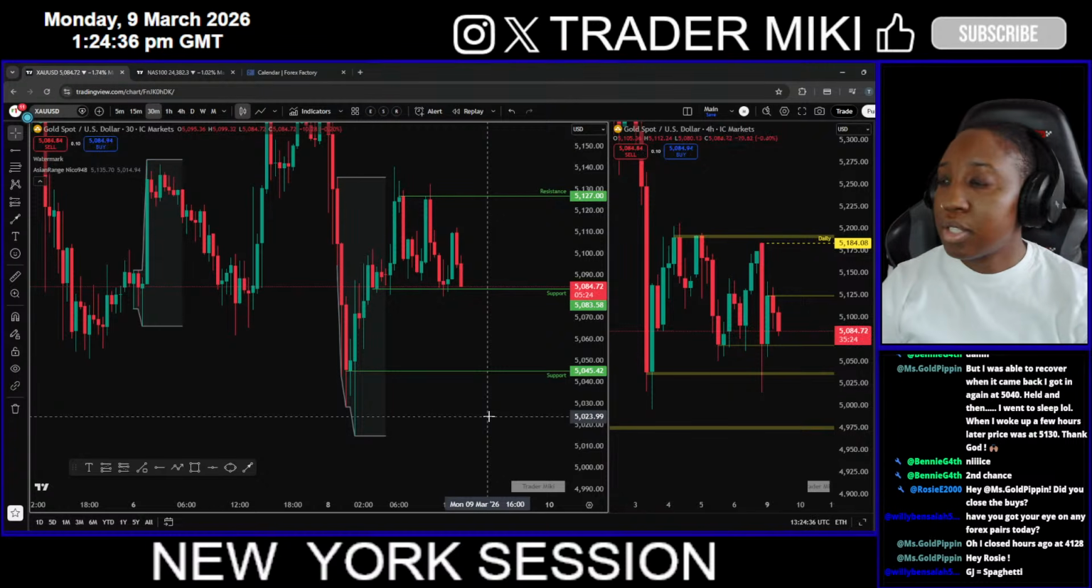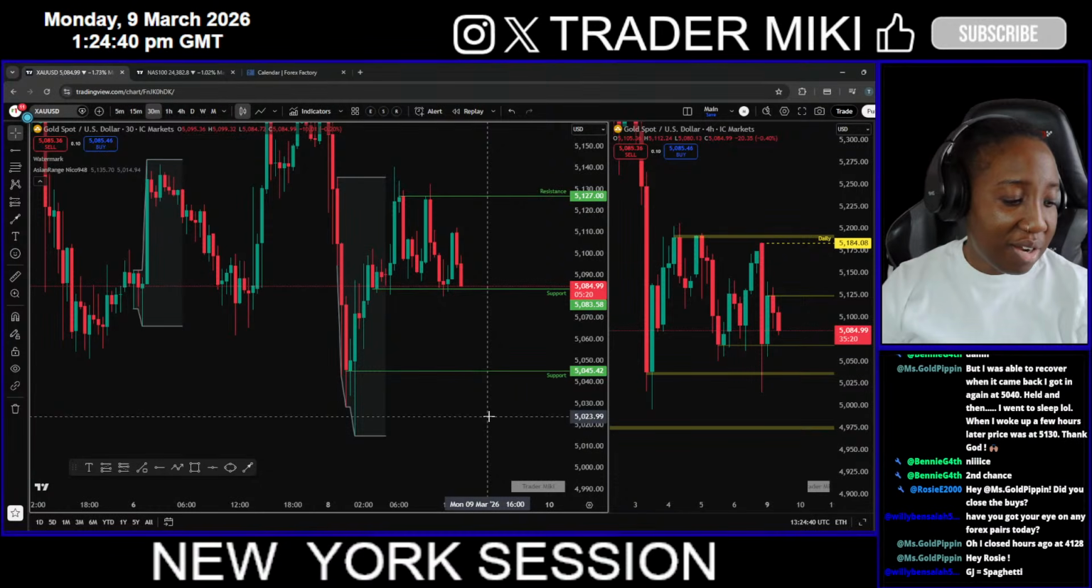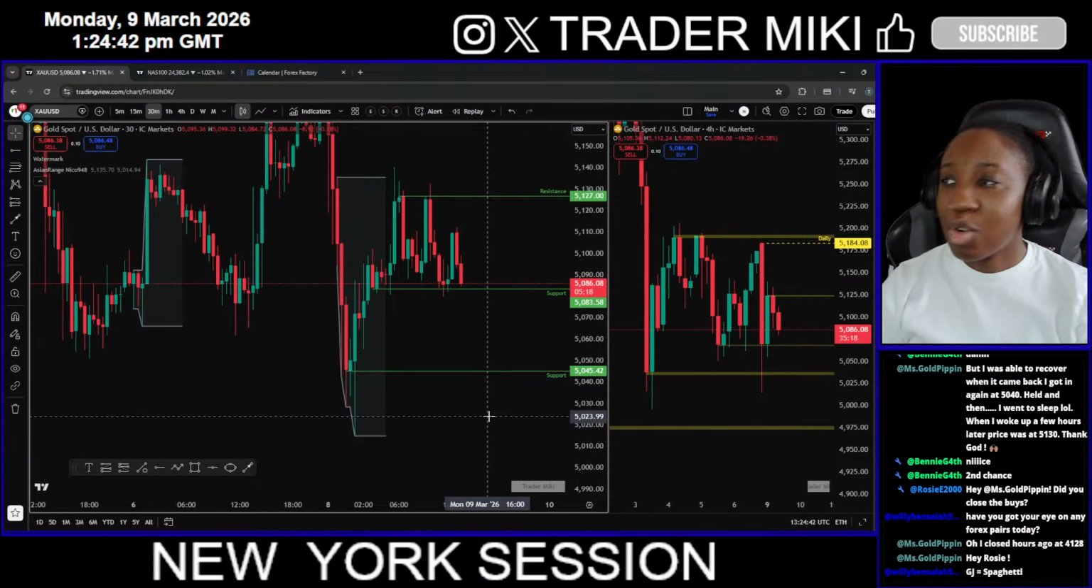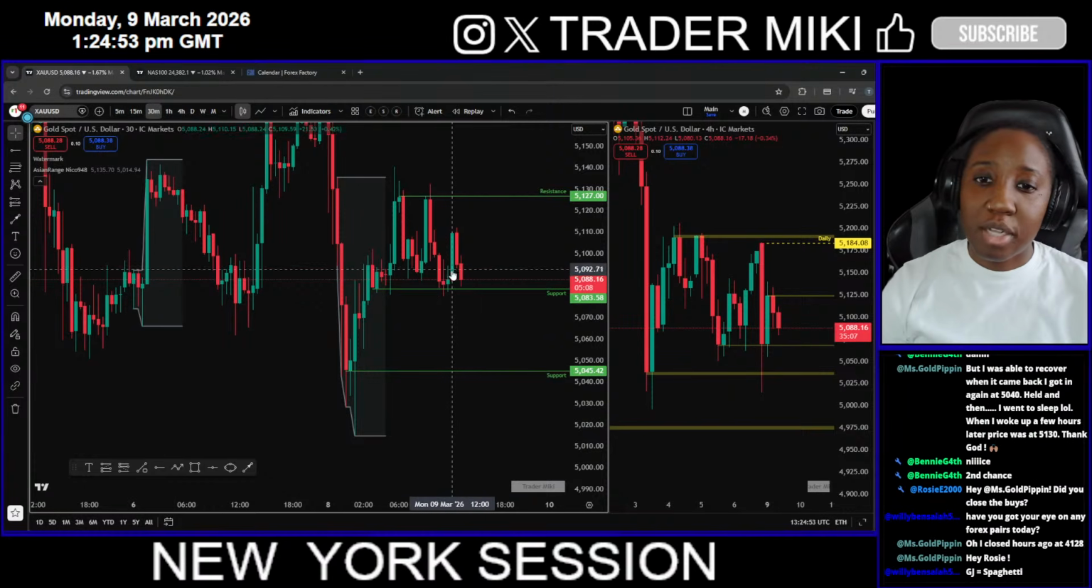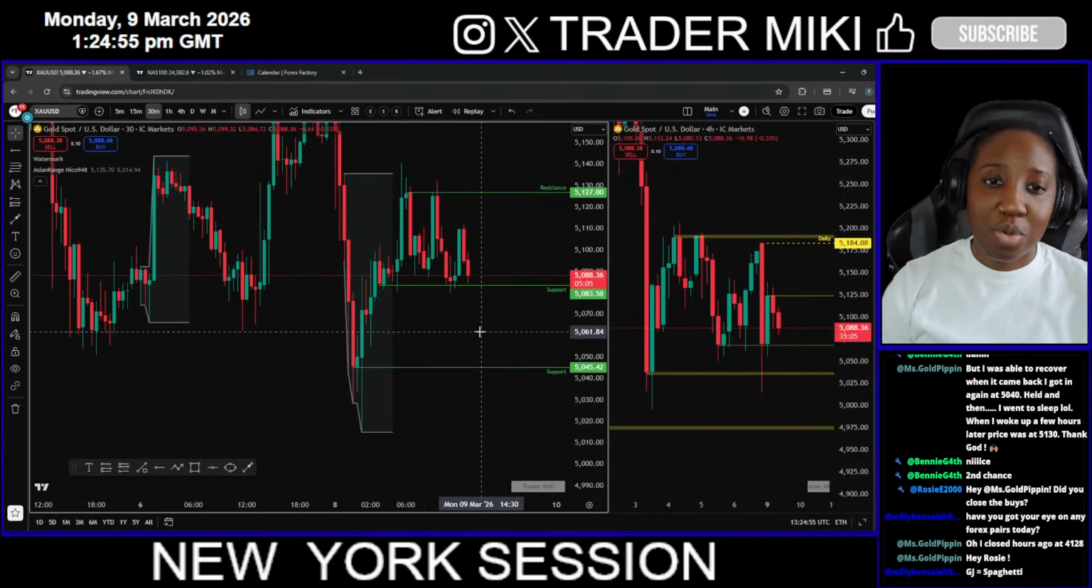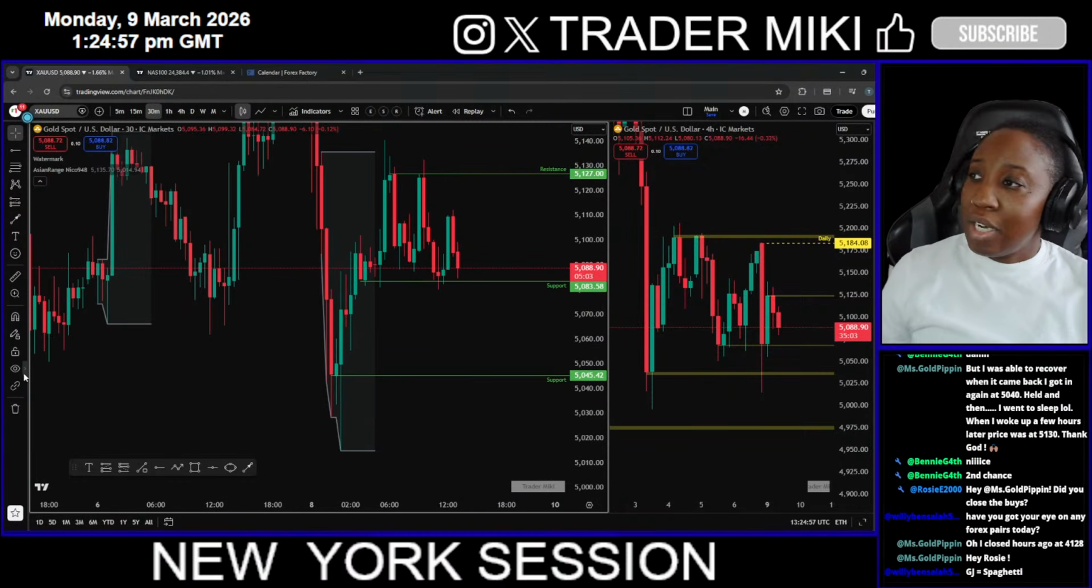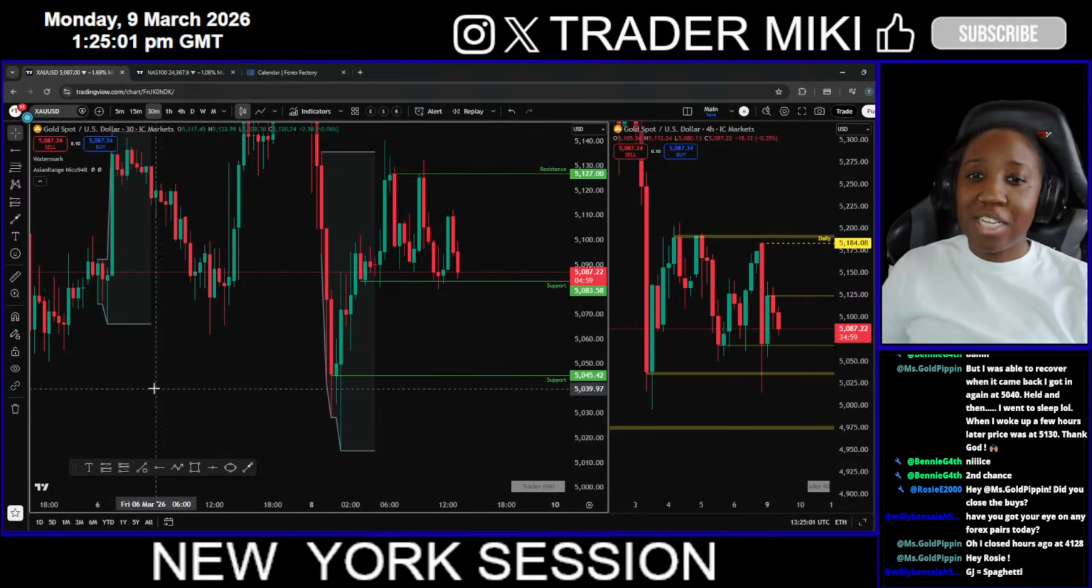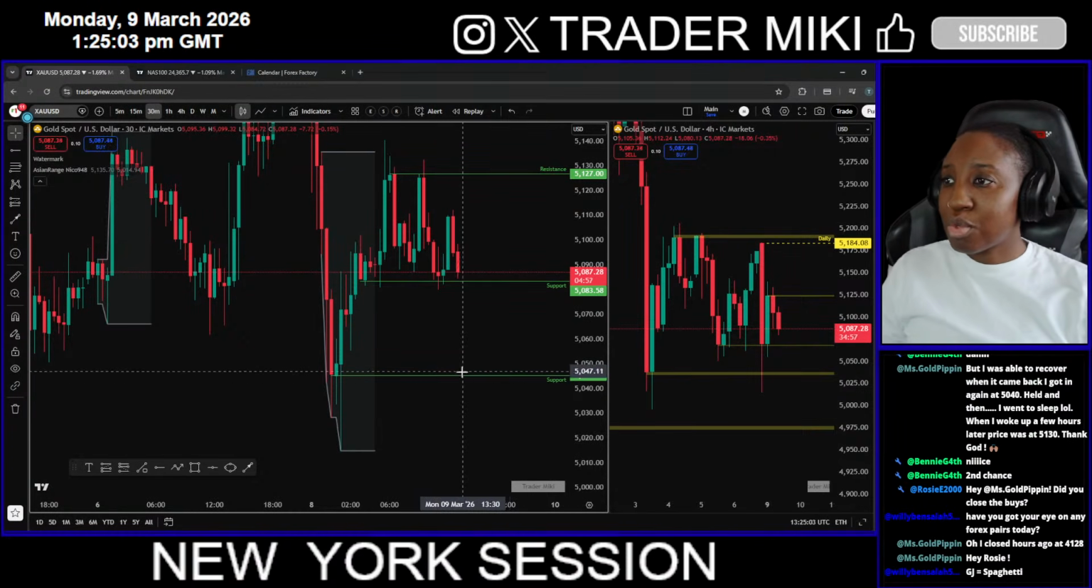So let's see. Can I get that closure below? I'm here for it. Come on, gold. Be nice. Definitely got this bottom wick now. Just need this candle to close below, and ideally not just drive too much through.